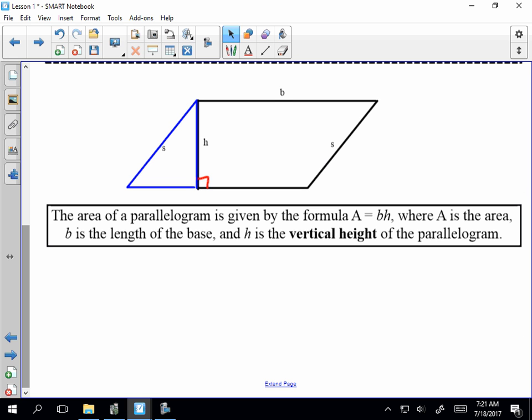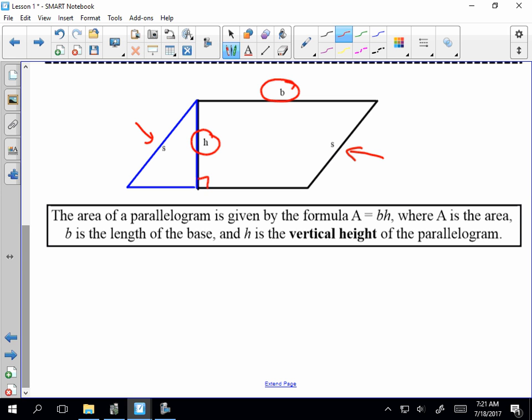So we want to be careful here. We don't want to focus on what we call the slant height of the object. We have to work with our base measurement, which can either be on the bottom or on the top, and the height. And the area formula is the exact same area formula as a rectangle.